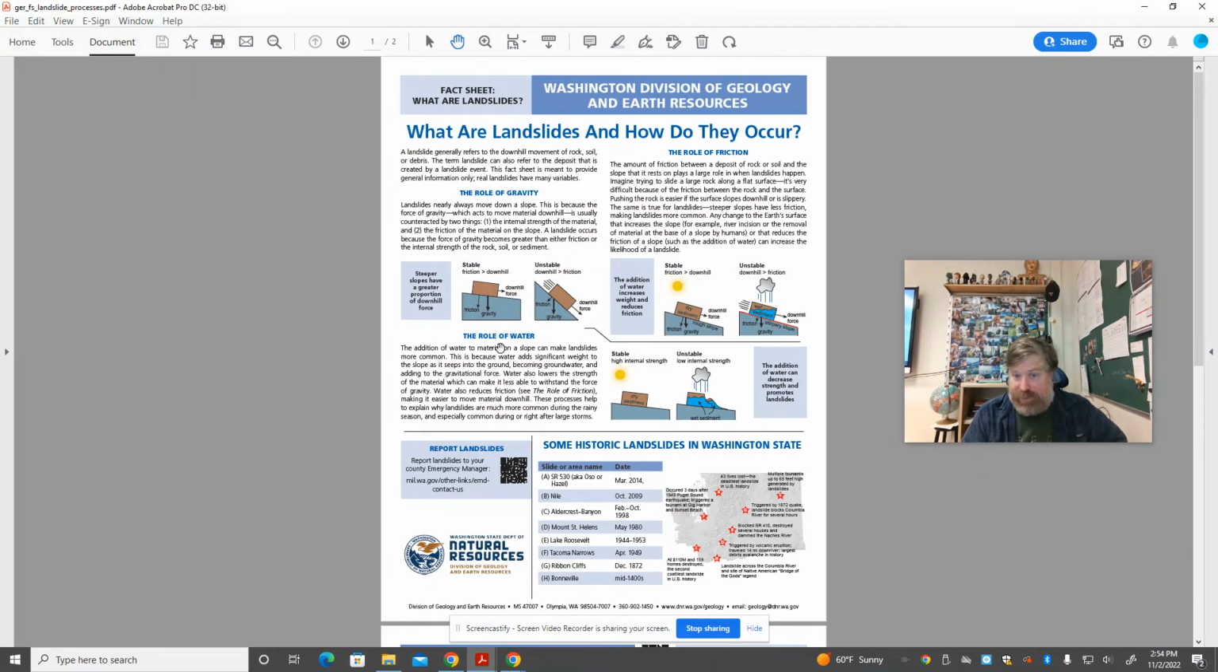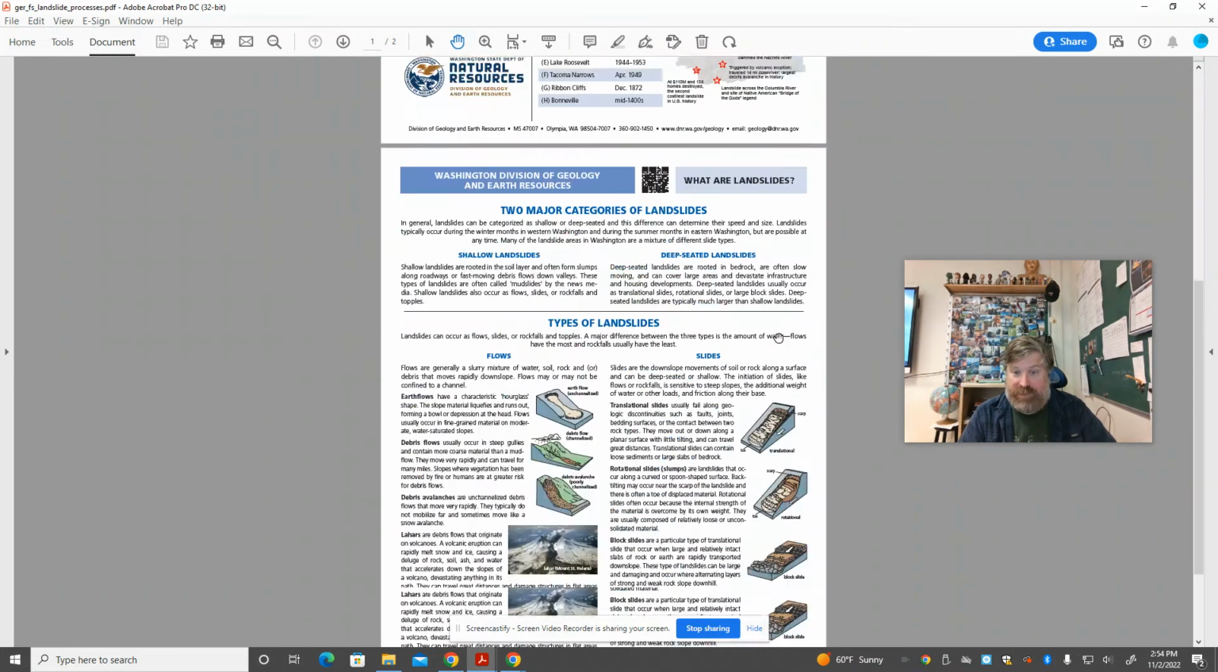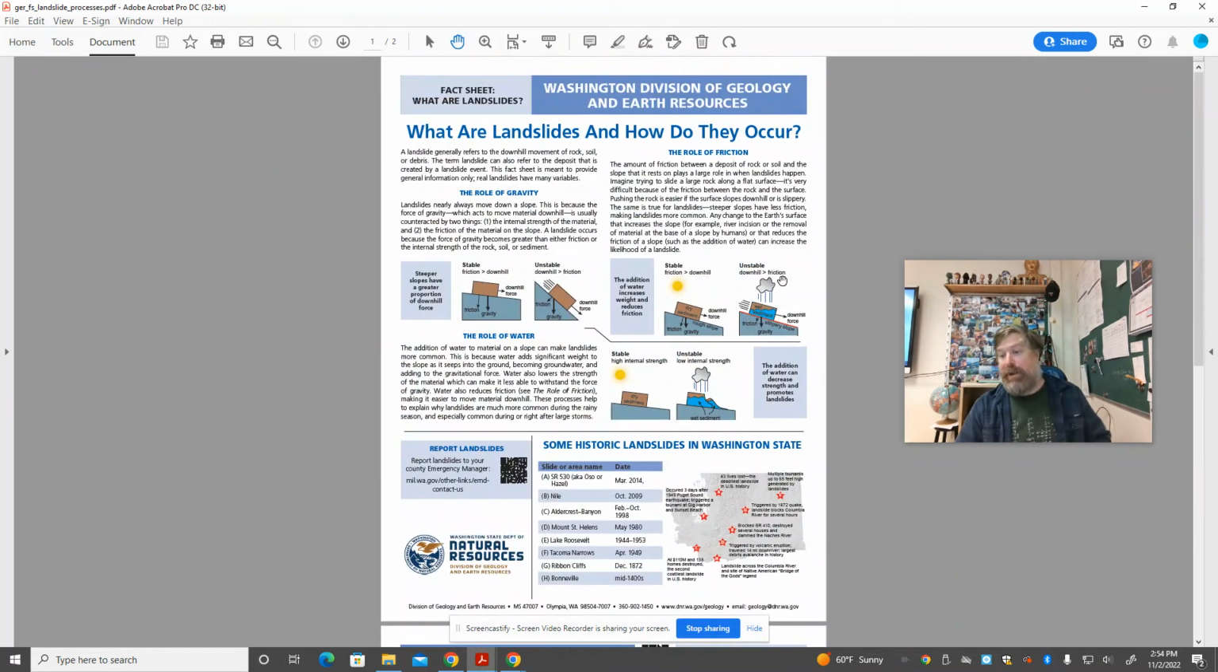And this top section right here does a great job of illustrating what I was mentioning earlier, the difference between stability and instability based on that slope and what forces are successfully pulling down versus what forces are resisting that. All right, I know that's quick.